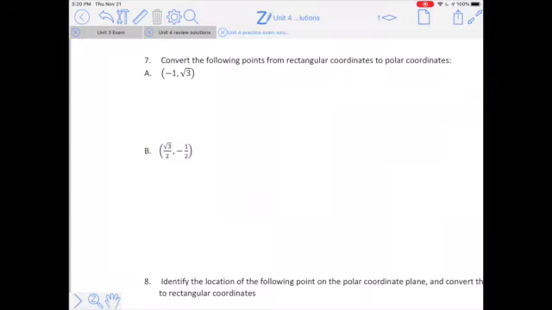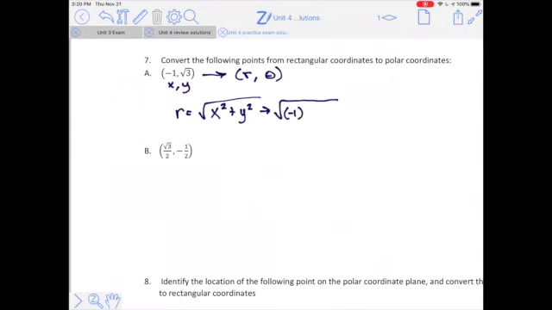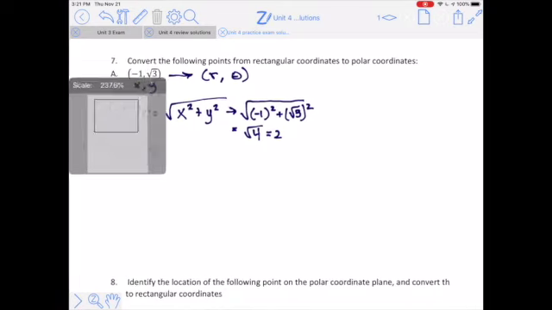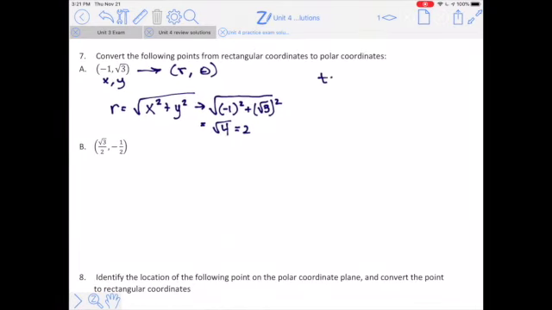So converting from rectangular to polar coordinates, what we have here are x and y coordinate pairs that need to be converted into an r and a theta value. So first we need this formula, r equals the square root of x squared plus y squared. So we have negative 1 squared plus root 3 squared. That's the square root of 4. So we have an r value of 2, and then to find theta we use the formula tangent theta is y over x.